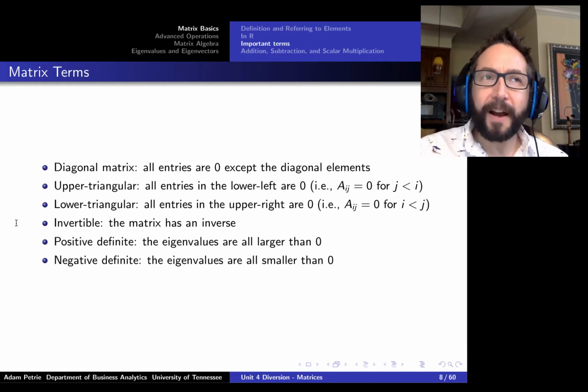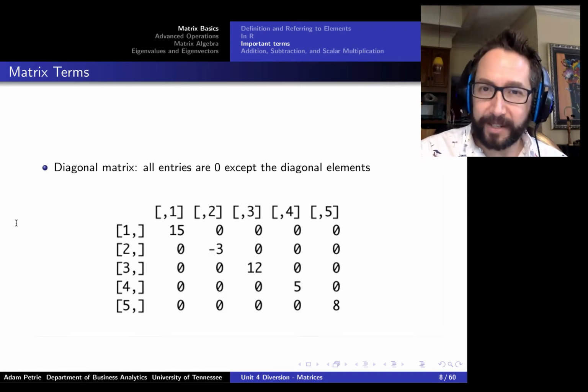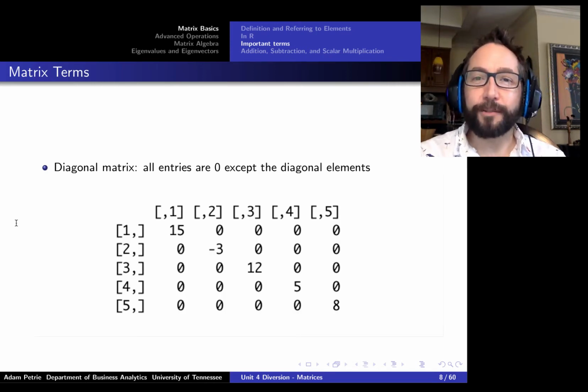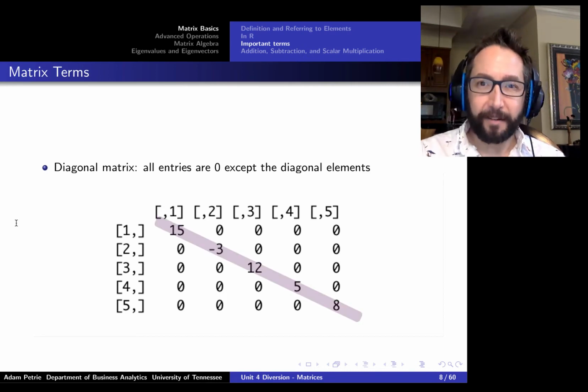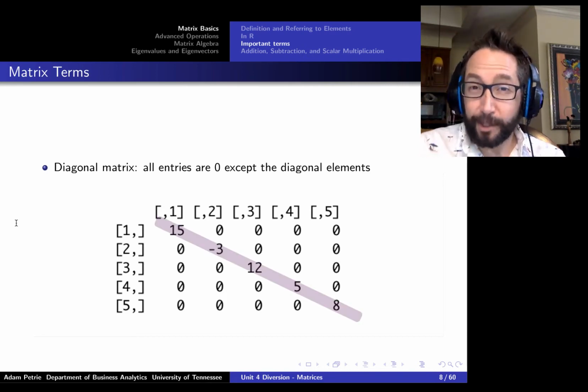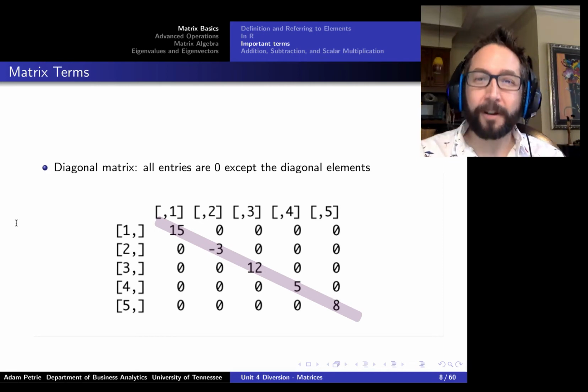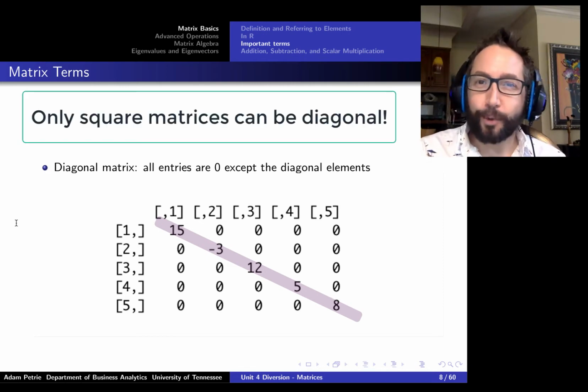So after we've defined a matrix, there's going to be a whole set of terms that we use to describe what that matrix looks like. So we might say that a matrix is diagonal. What does that mean? That means that all of the entries are 0 except for the ones on the diagonal of that matrix. So we have to have a square matrix, equal number of rows and columns, for there to be a diagonal. A diagonal matrix would be a square matrix with non-zero entries only along the diagonal of that matrix.